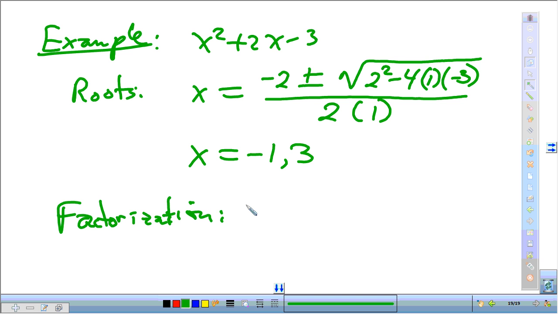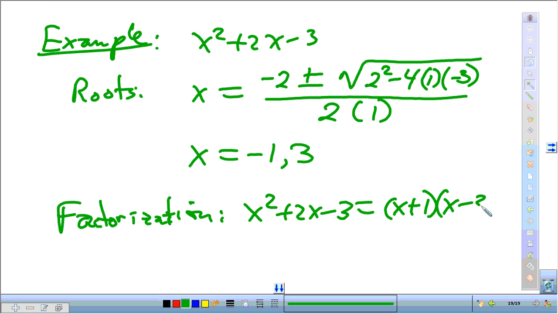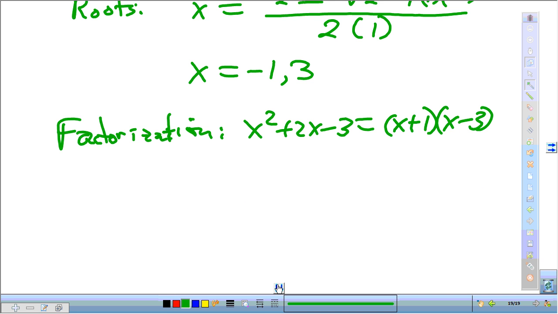So if we factor the polynomial, it came out from x plus 1 and the other factor x minus 3. So the opposite sign of the minus 1 and the 3. So there may be different ways you've learned to factor polynomials, factor quadratics, but there's one way we can always factor. If we do the quadratic formula, we can factor any quadratic.